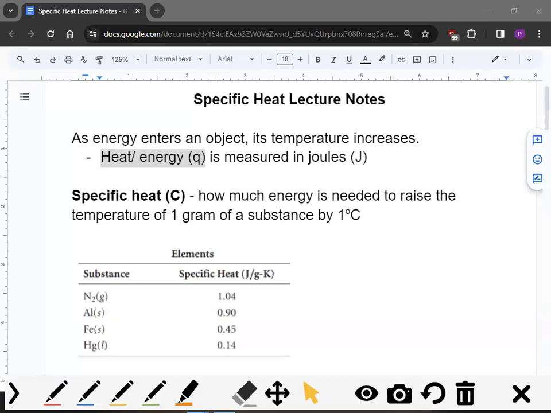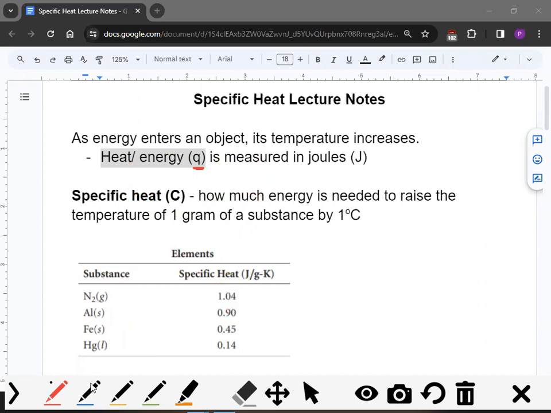All right, so again, as we talk about heat and energy and things like that, the way that we represent energy in our formulas is going to be with the variable Q. Okay, so Q represents heat energy and it moving.